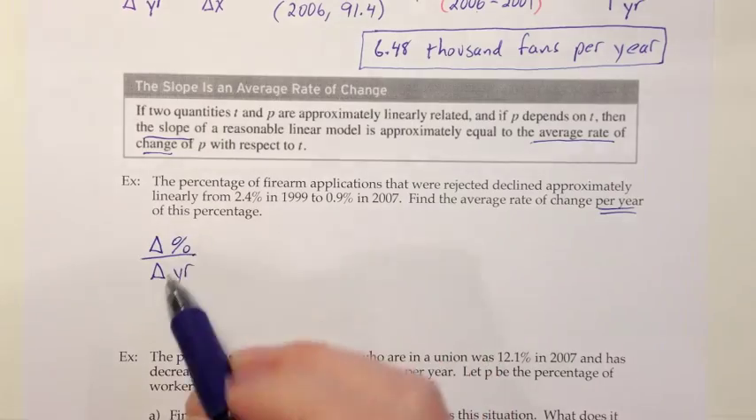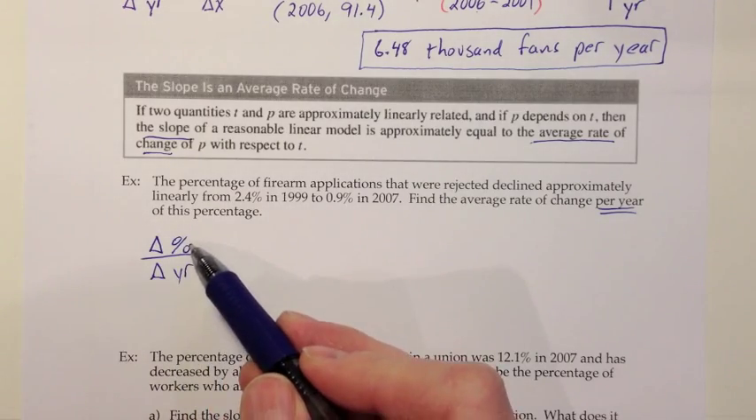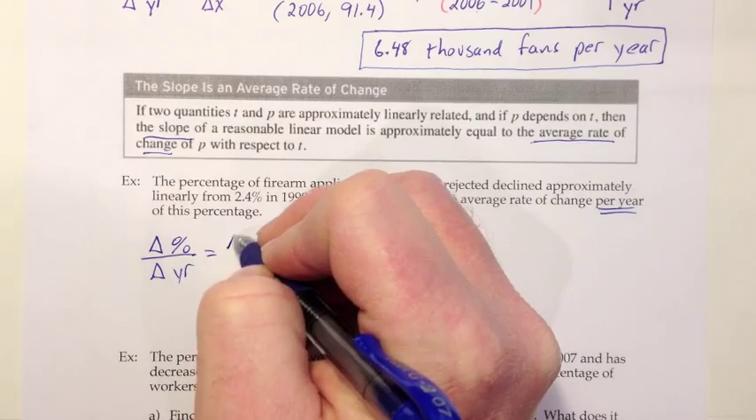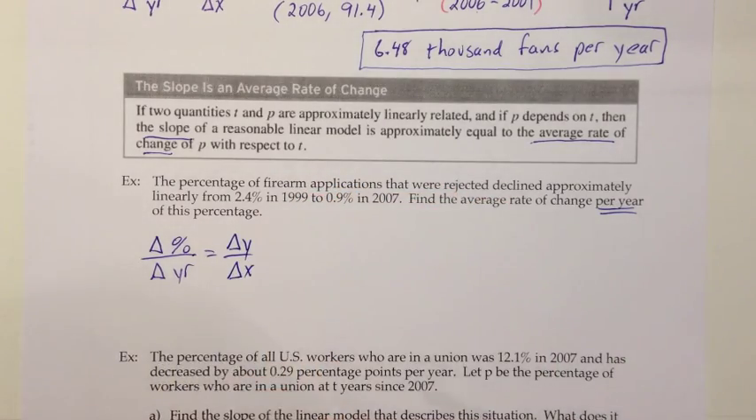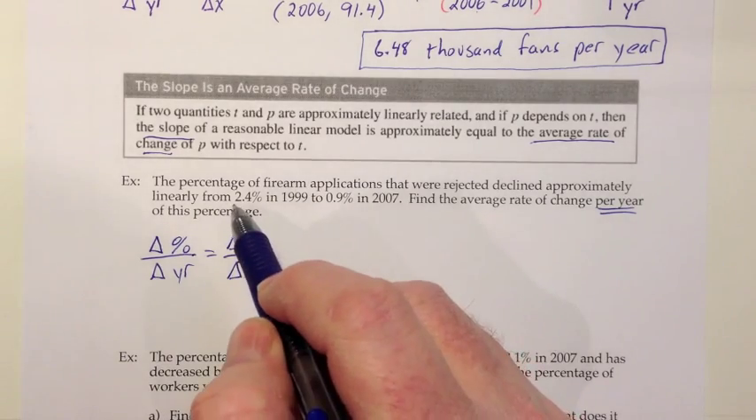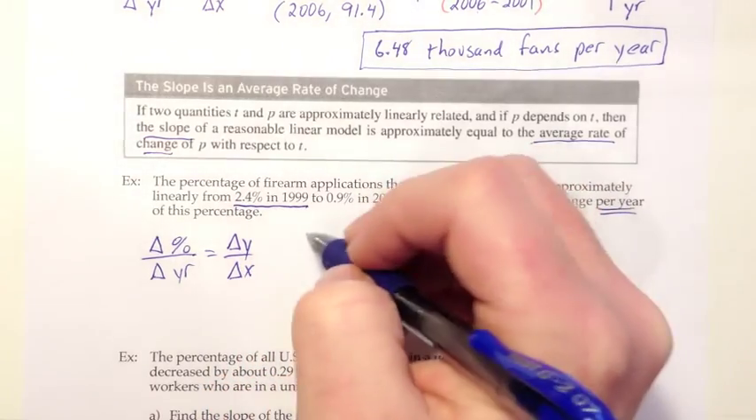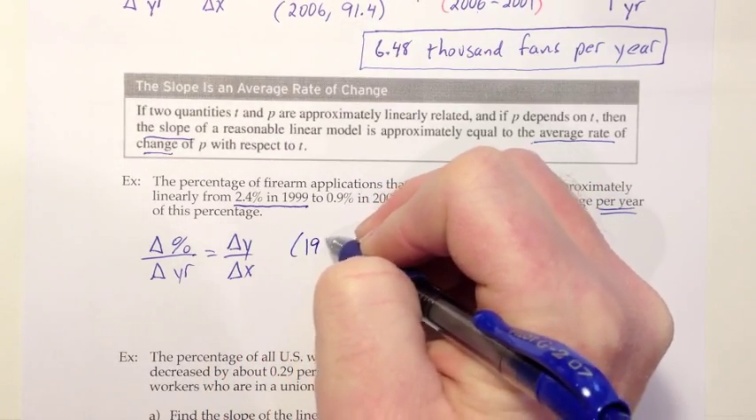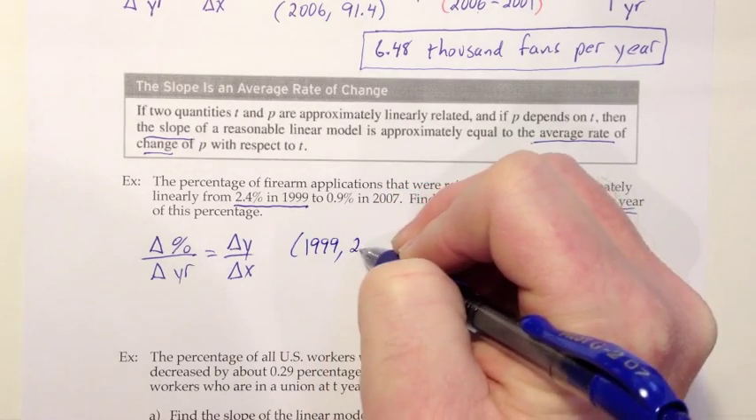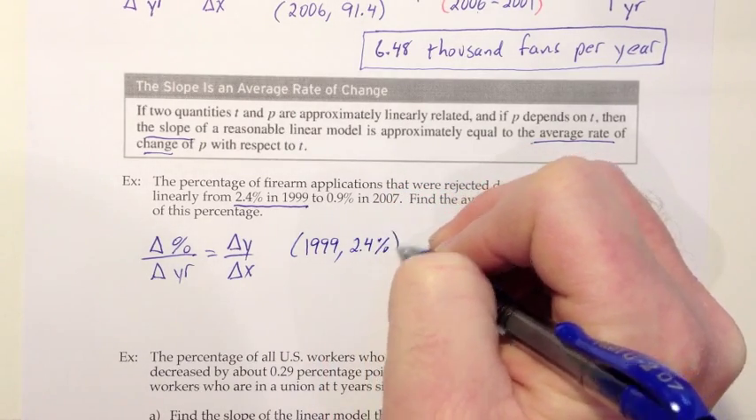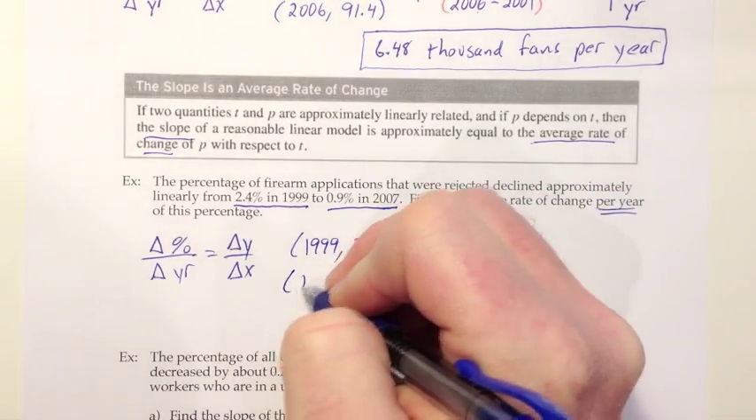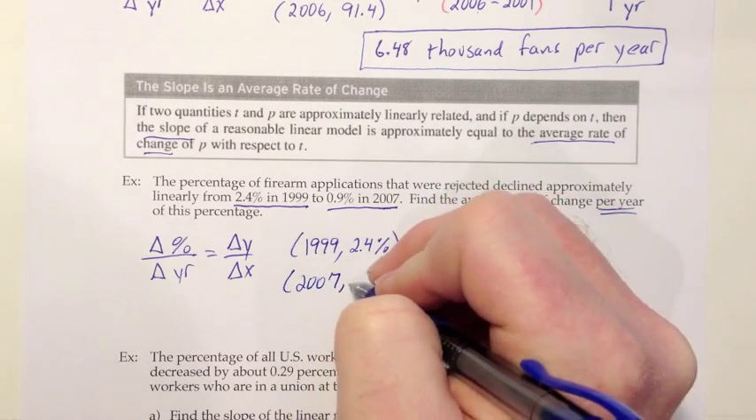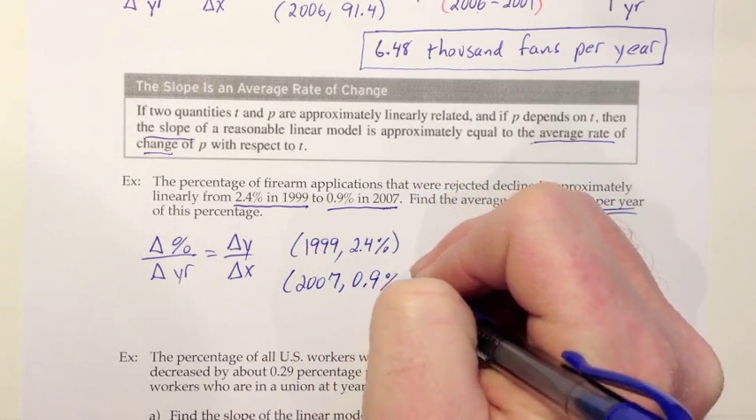But this does indicate to me that the years are my input and the percentage is the output, because again, what we're used to for slope is change in y over change in x. So whatever is in the denominator, that's our input, and the numerator is our output. So if you go back, we look at this, we have 2.4% in 1999, that's an ordered pair. Put the year first, put the percentage second. And then what's our other information? It was 0.9% in 2007. So we have 2007, comma 0.9%.